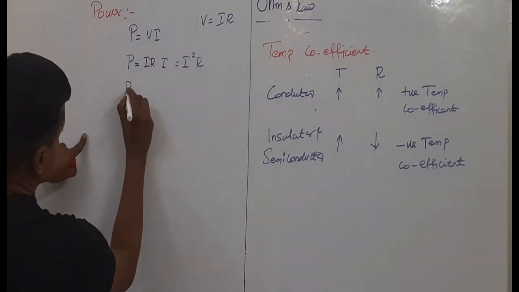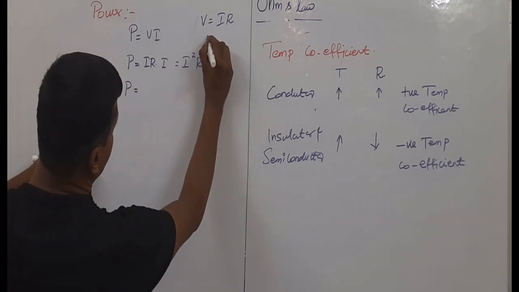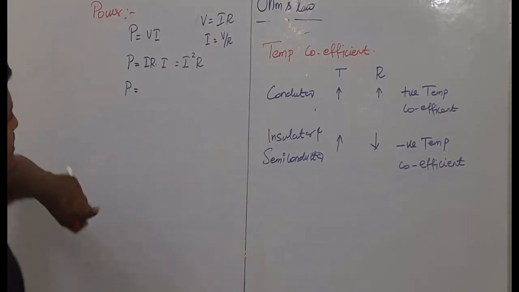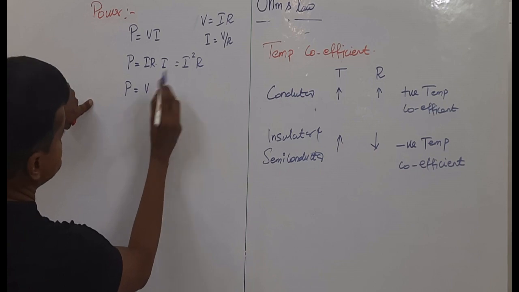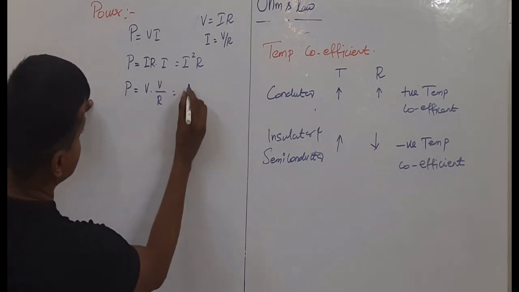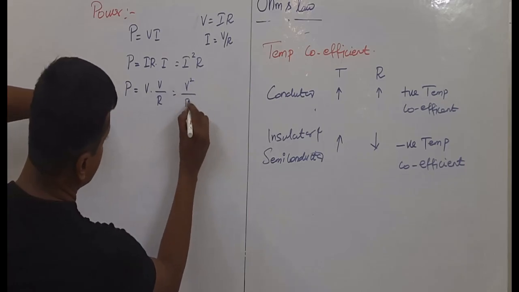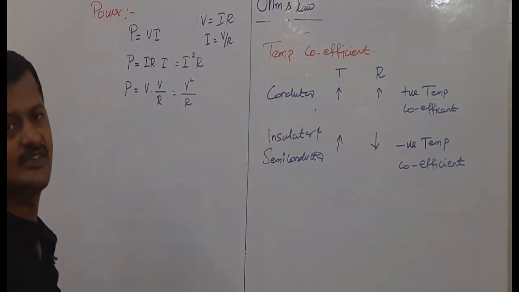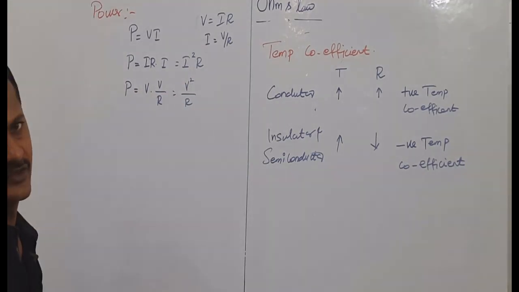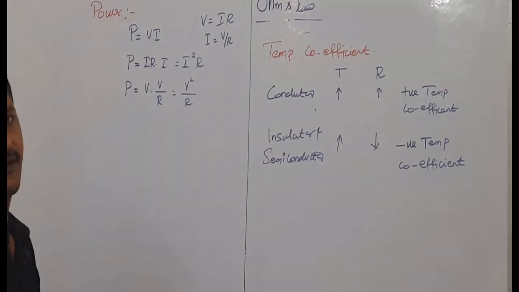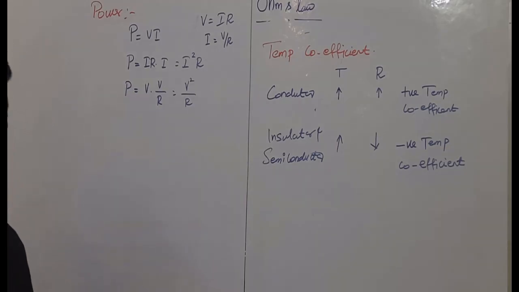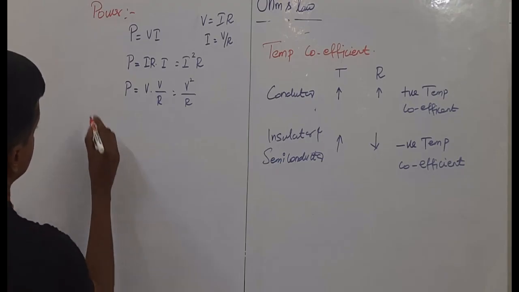Right. So for another equation for power, I equals V by R. So V into V divided by R is equal to V squared by R. So power equals V squared by R, substituting I equals V by R. This is the power equation for a resistor.